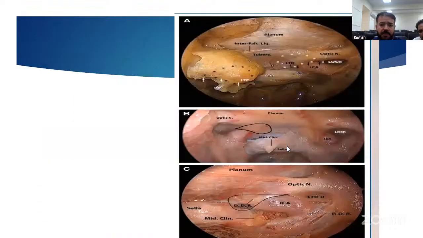Let's come to this slide. The same slide, but it's also cadaveric. You can see on the top the planum, on the lateral right side, and on the medial left side as well, the optic nerve. And also below that you can see the sella, and below the sella is the clivus.